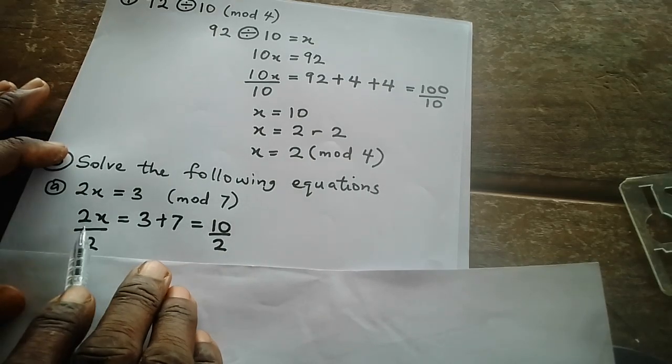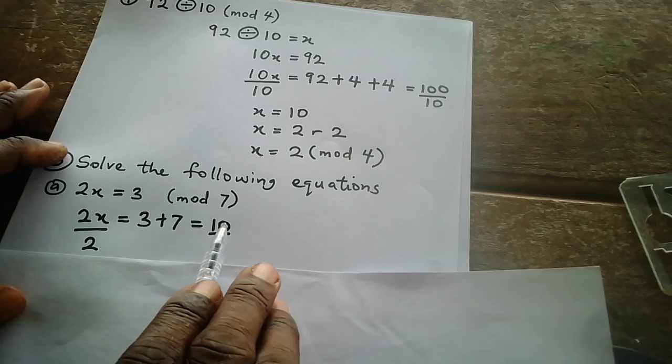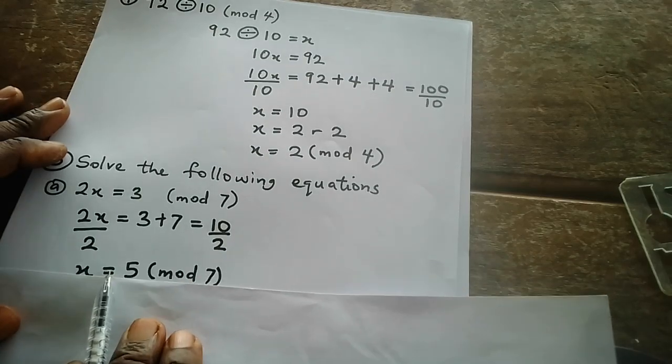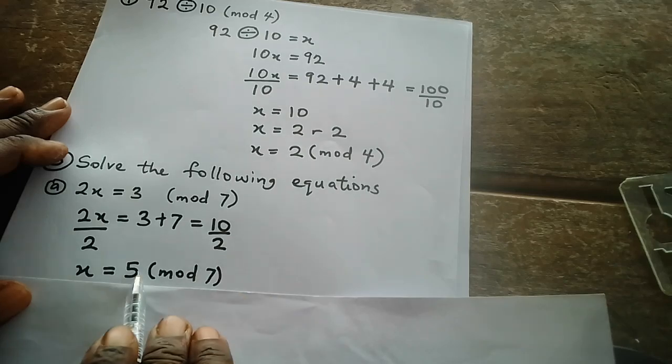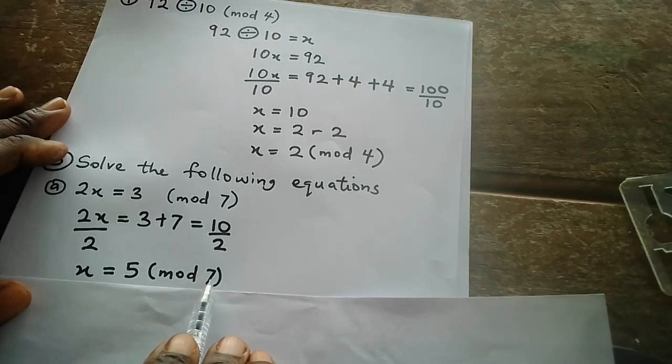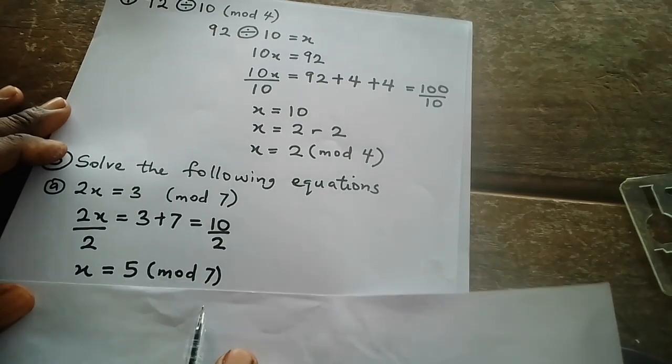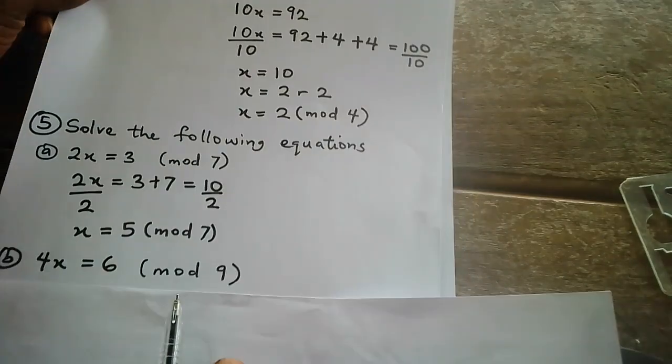So that means you have 2x divided by 2 should be equal to 10 over 2. 2x divided by 2 is what? x. Then 10 divided by 2 is 5. We want this to be in mod 7. So already since this is not up to 7, that will be the solution.